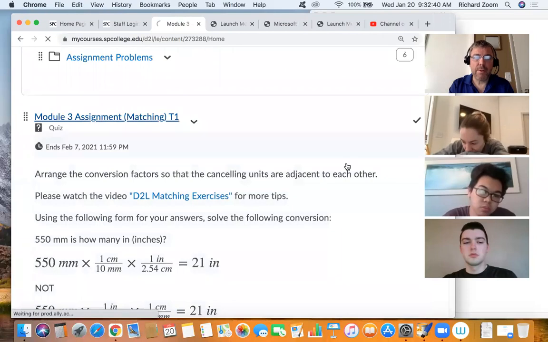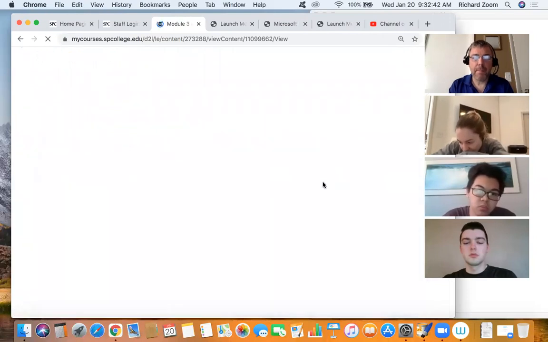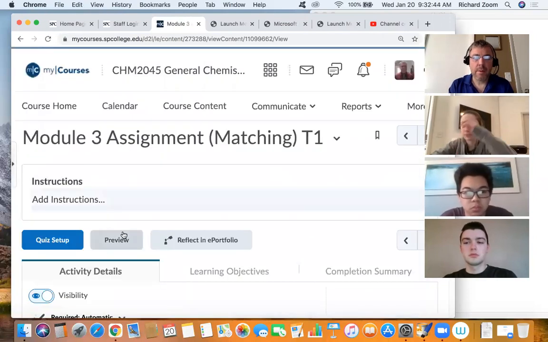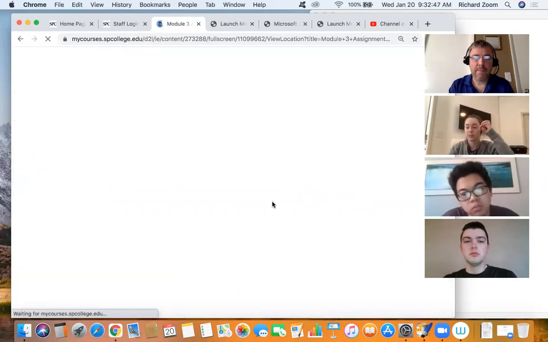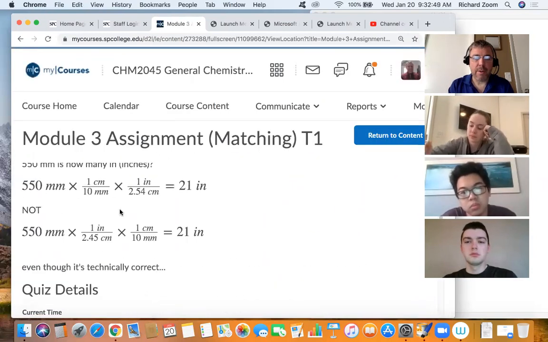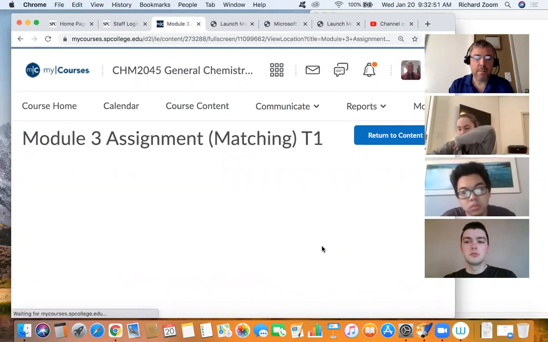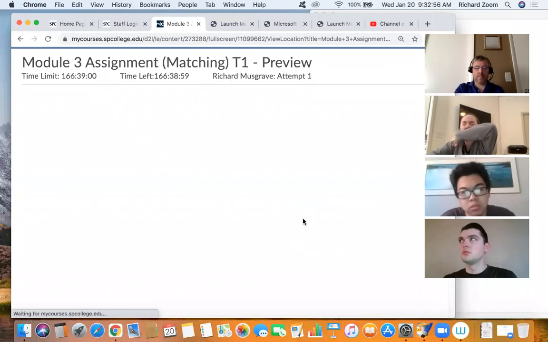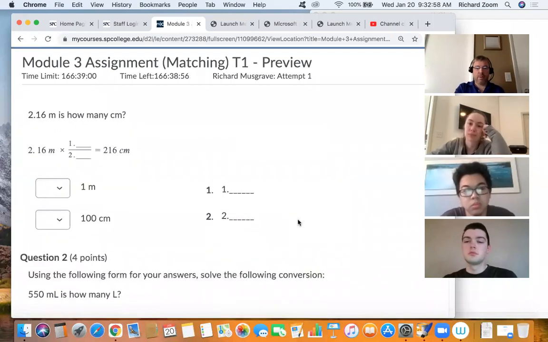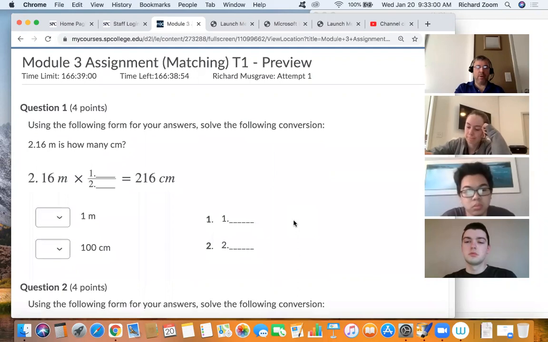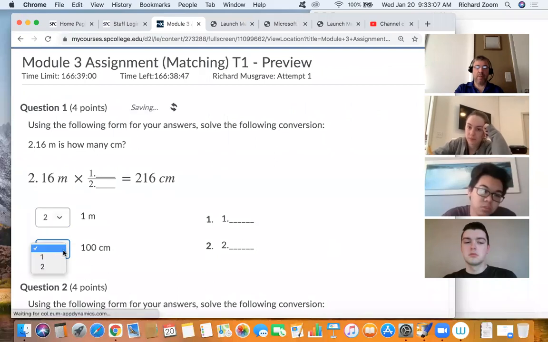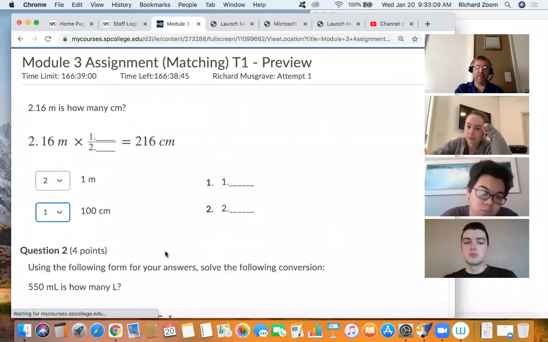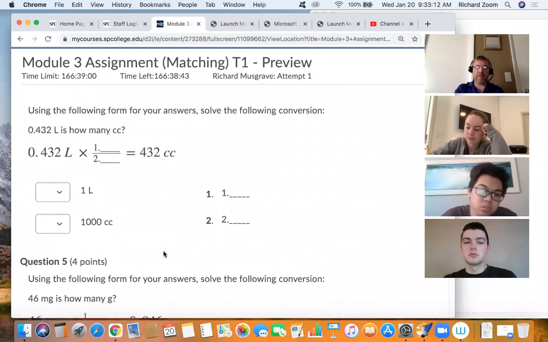Okay, so let's look at the module 3 assignment here. Not incredibly difficult. So the idea here is that you do a matching type thing. We know that the 1 meter goes on the bottom, so it'll be number 2. 100 centimeter goes on top. So it's not incredibly difficult.